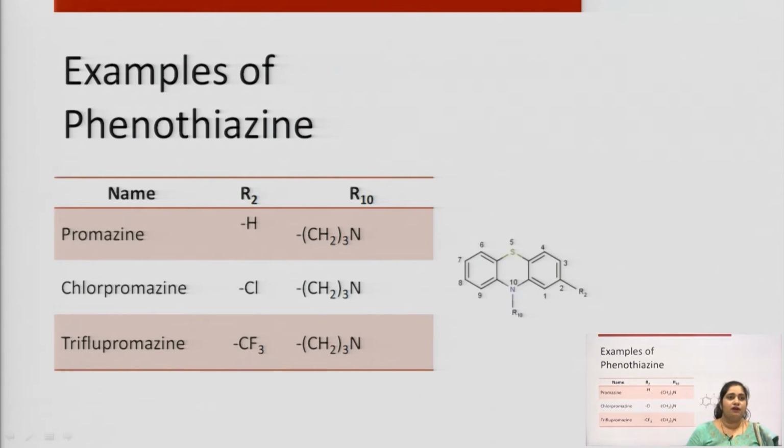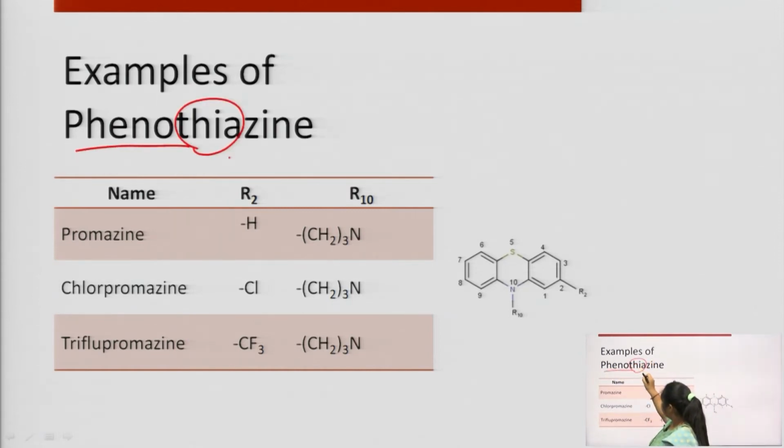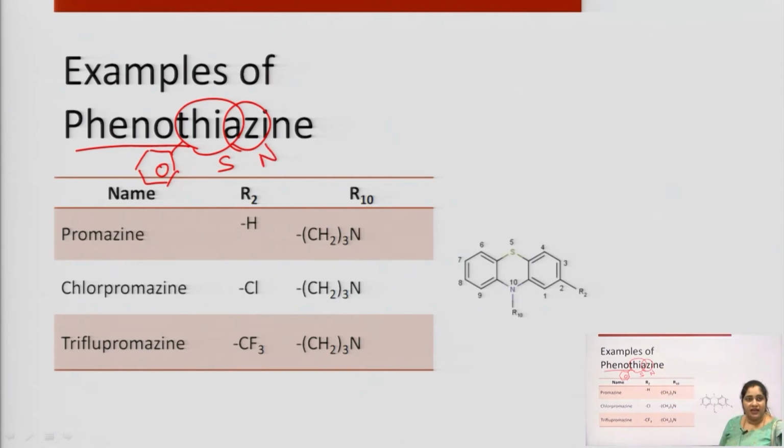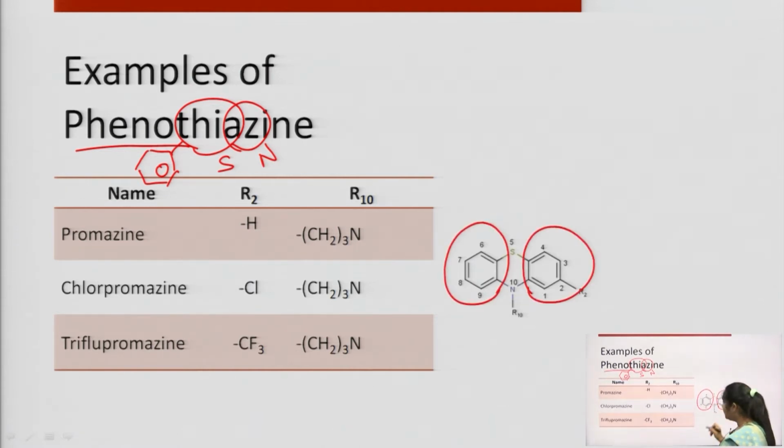The first category is phenothiazine. First of all, we will try to understand its structure. In phenothiazine, pheno means it contains phenyl rings, thia means it contains sulfur, and aza means nitrogen. So it contains phenyl rings as well as sulfur and nitrogen. In this structure we clearly see two benzene rings sandwiching a sulfur and a nitrogen atom. Here it is a phenyl ring, another phenyl ring, and in between we have sulfur and nitrogen.